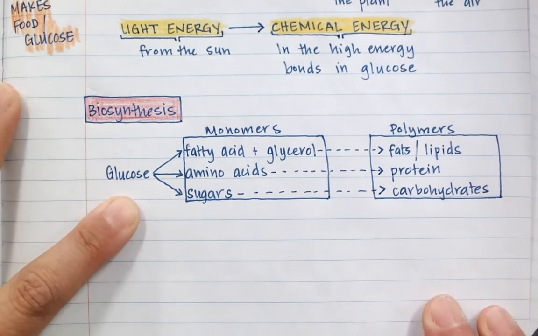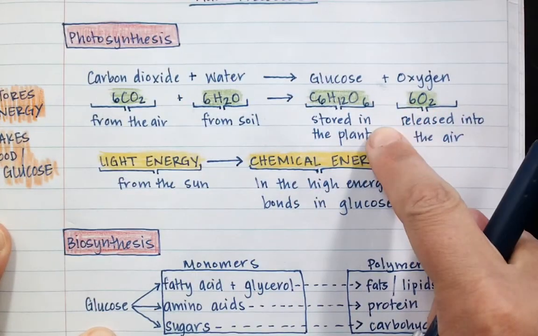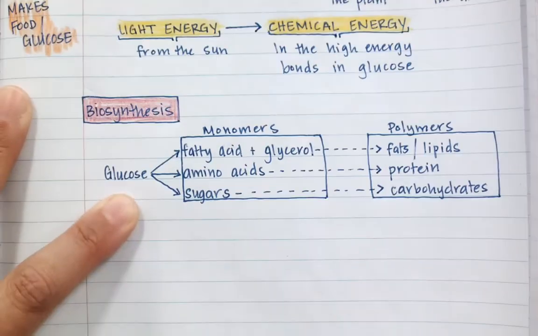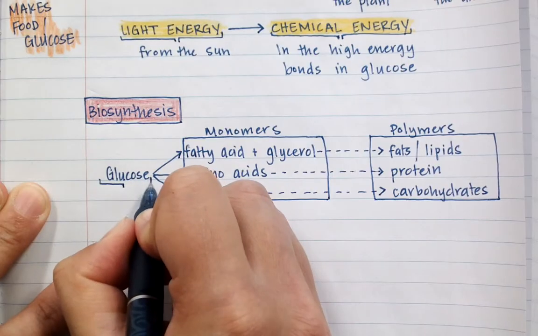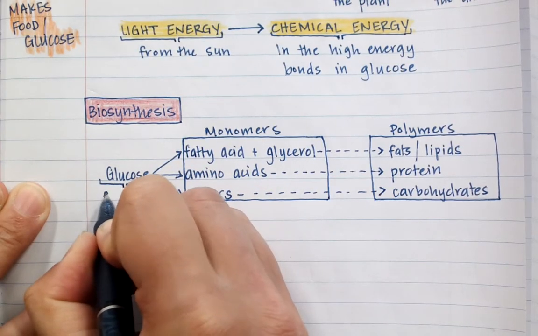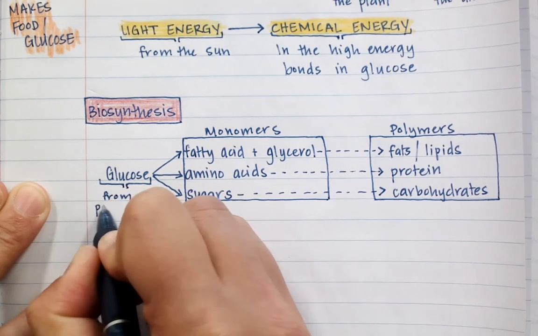But where does the plant get this glucose? Well, it gets this glucose from photosynthesis. And let's add that. This is going to be from photosynthesis.